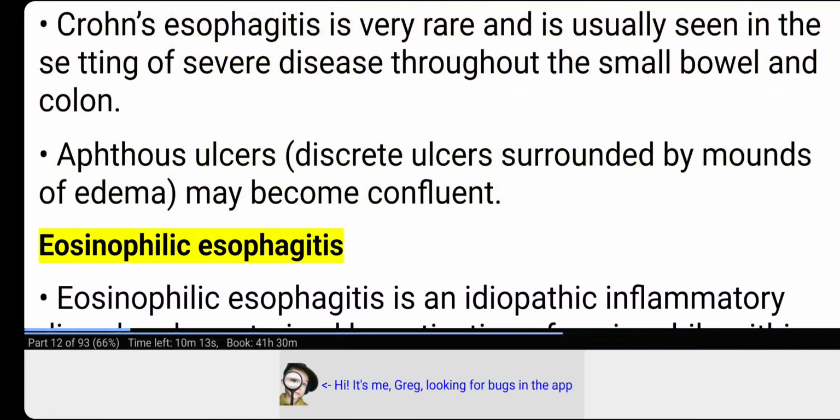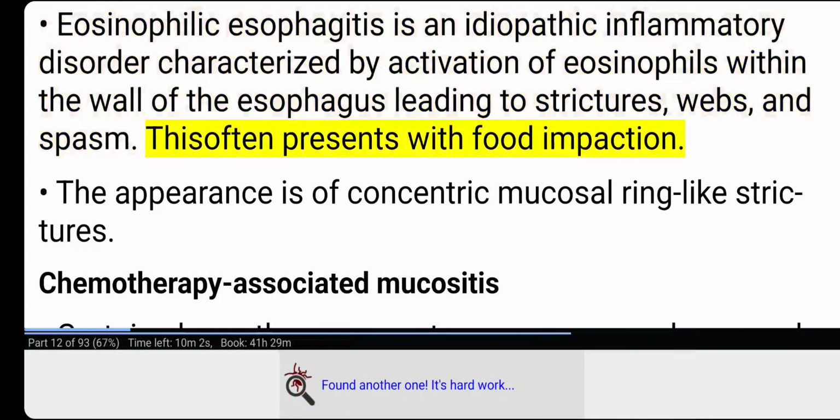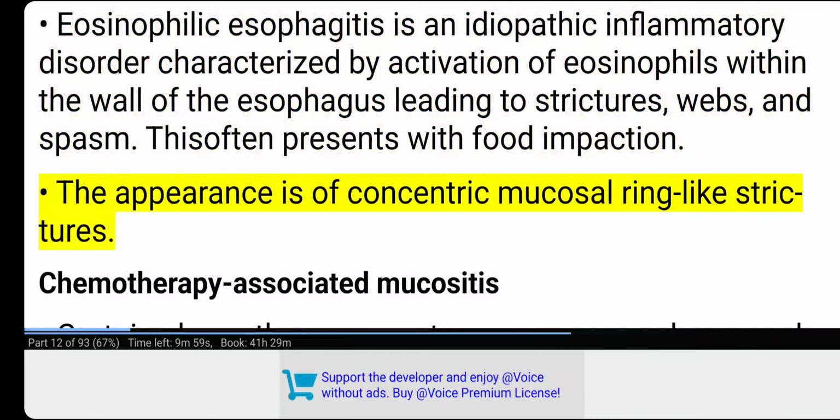Eosinophilic esophagitis. Eosinophilic esophagitis is an idiopathic inflammatory disorder characterized by activation of eosinophils within the wall of the esophagus leading to strictures, webs, and spasm. This often presents with food impaction. The appearance is of concentric mucosal ring-like strictures.